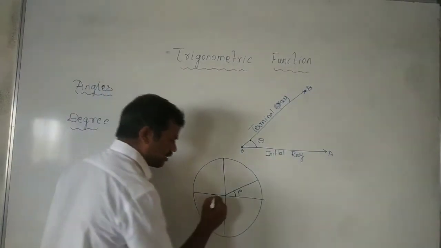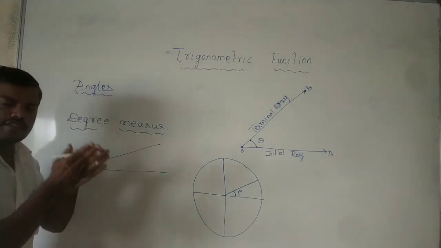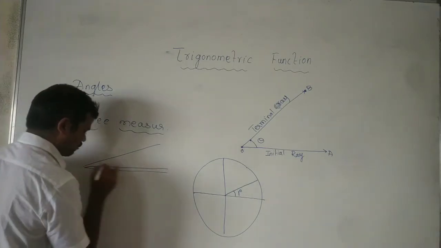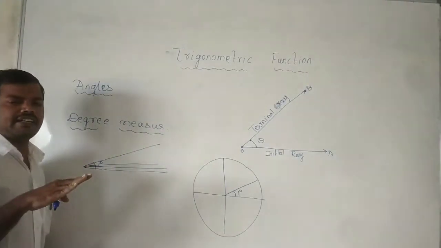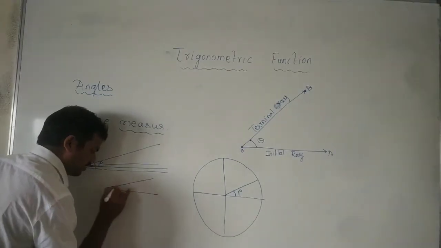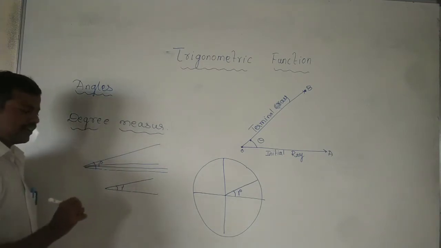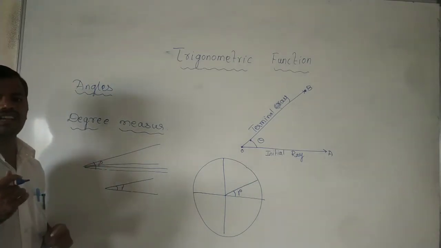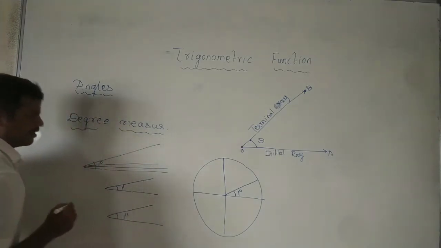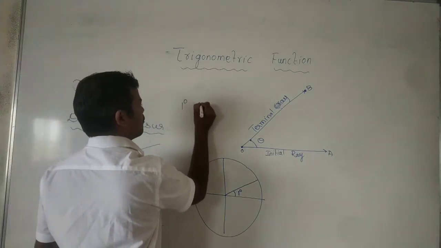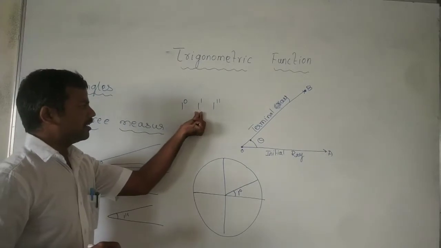This 1 degree is again divided into 60 equal parts, like this, 1, 2, up to 60 parts. This is 1 degree. When we divide that 1 degree into 60 equal parts, one part of the angle amount of rotation is 1 minute. How do we indicate it? Like this. When this 1 minute is again divided into 60 equal parts, that is called 1 second. So how do we write 1 degree, 1 minute, 1 second? These are the notations we use to represent degree, minute and seconds.